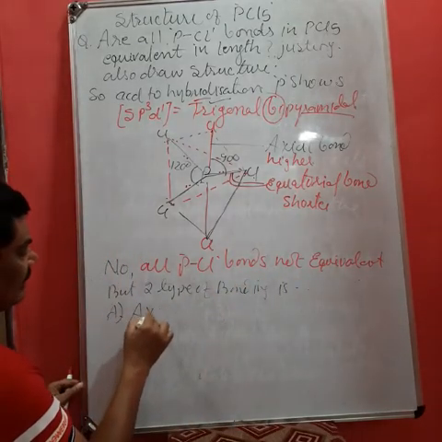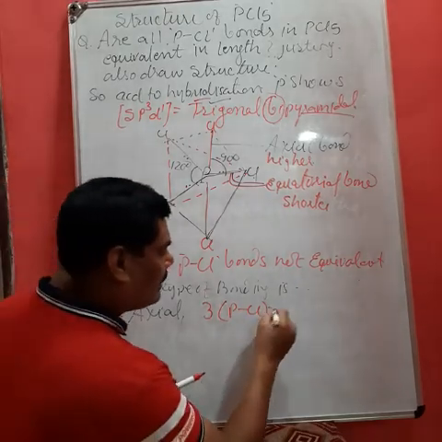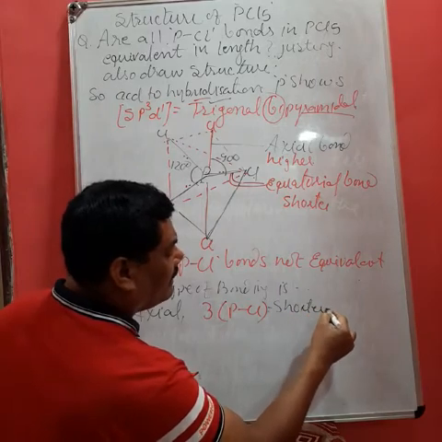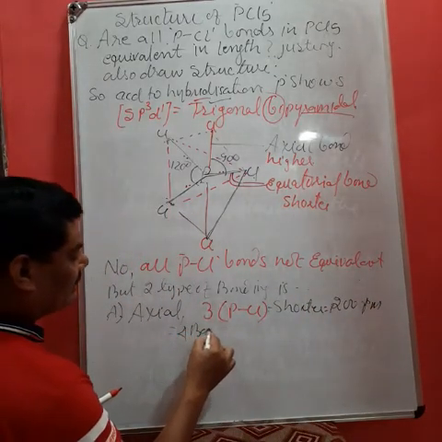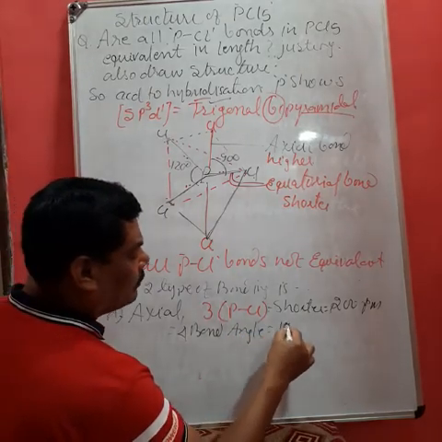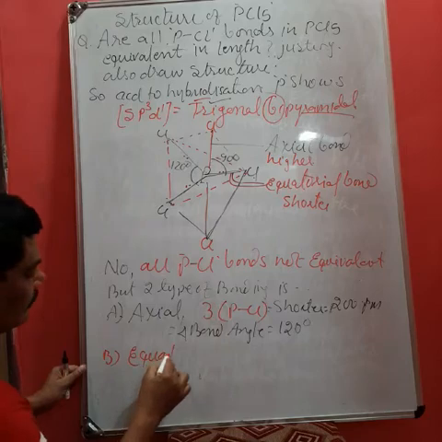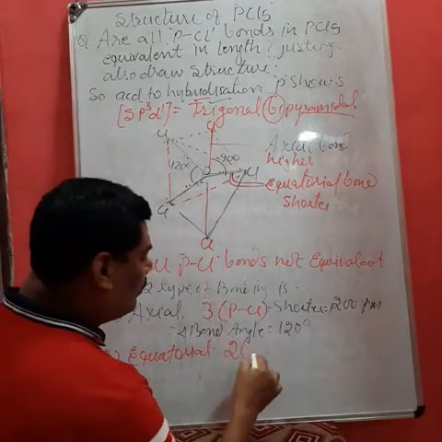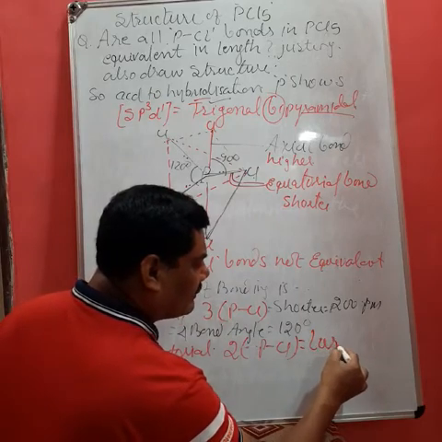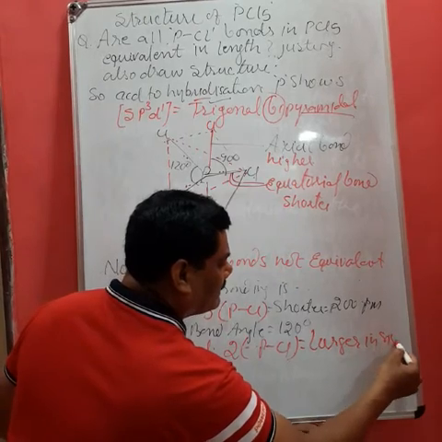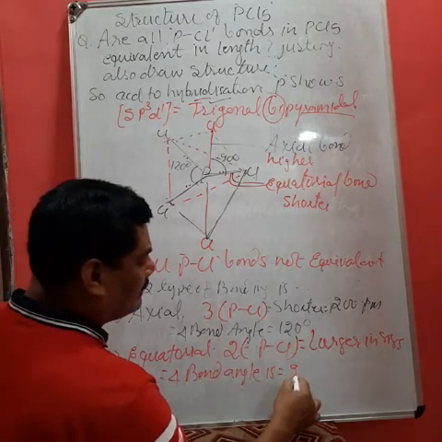Number one, axial. How many axial? 2 P-Cl bonds are axial in nature with longer bond length, and bond angle is 90 degree. While number two, equatorial. How many? 3 P-Cl bonds are equatorial, with shorter bond length of 200 picometer, and bond angle is 120 degree.